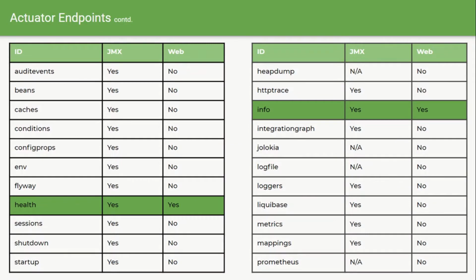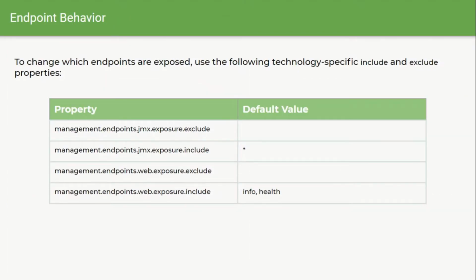This is a list of endpoints which comes by default. You can see that some of them are exposed to JMX, some on web and few on both. For example, health and info. You can see these two endpoints are available out of the box on both JMX and web. Now, all these endpoints are available as per the technology, for example, JMX and HTTP.